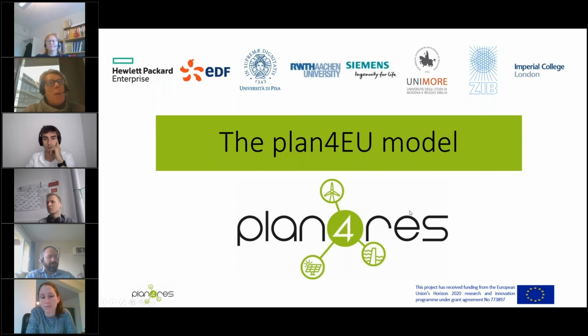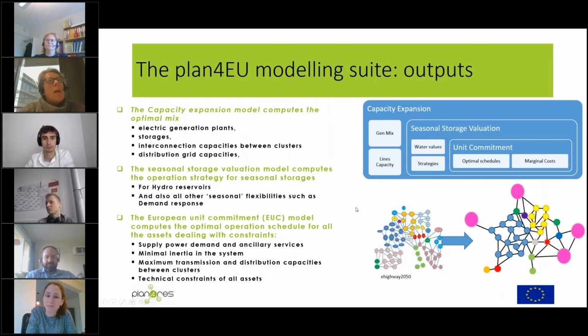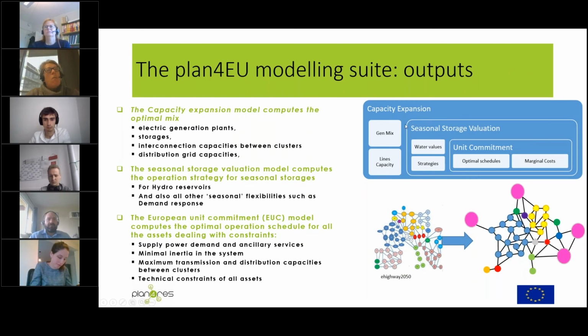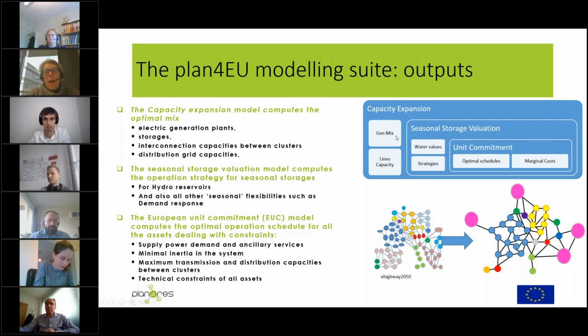So the plan for EU model is being implemented within the H2020 funded plan for RES project. It is a model that is composed of three different layers that are all embedded. The first one is the unit commitment, which computes optimal schedules and marginal costs. Then we have a seasonal storage valuation, which uses the unit commitment as a valuation solver. The seasonal storage valuation will compute water values and the strategies for all the storages. And then above that, we have a capacity expansion model, which computes a generation mix for generation and storage, and also line capacity extensions, for only 1 year.